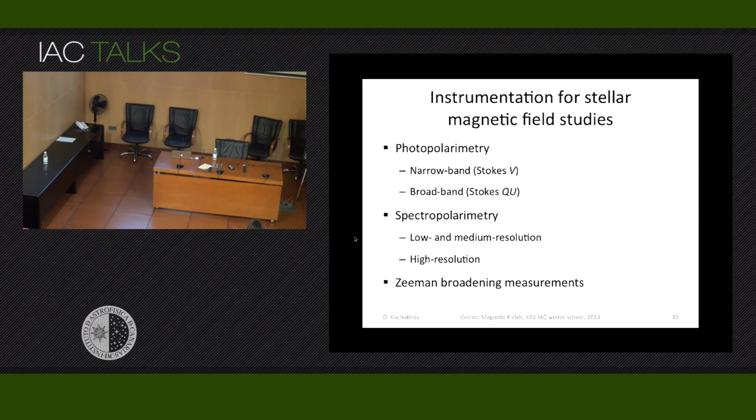Now, I also want to say a few words about the instrumentation that we use for stellar magnetic field studies. Of course, there is a very broad variety of things that one can do, and I roughly separated it into these categories: photopolarimetry, a methodology that doesn't really rely on very high spectral resolution; then spectropolarimetry at different resolutions; and then Zeeman broadening measurements.